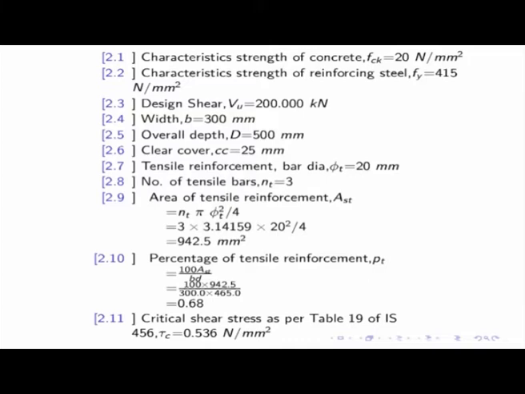Percentage of tensile reinforcement pt equals 100 Ast by bd. So that value I have used here, 300 into 465, and then you are getting it here. That means 500 minus 25, 475, minus 20 by 2, 10, which is coming effective depth 465 millimeter. Critical shear stress as per table 19 of IS 456 for this value, because this particular one is 0.68, so this value I am getting here 0.536 Newton per square millimeter.